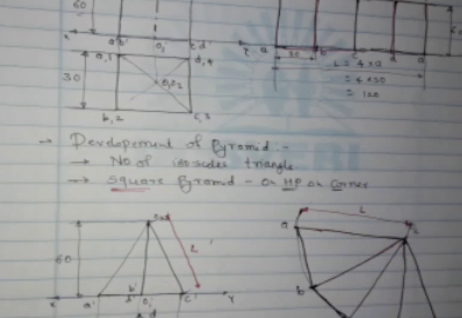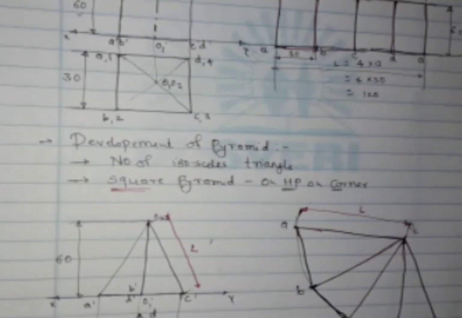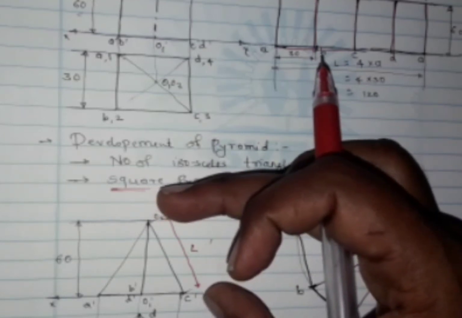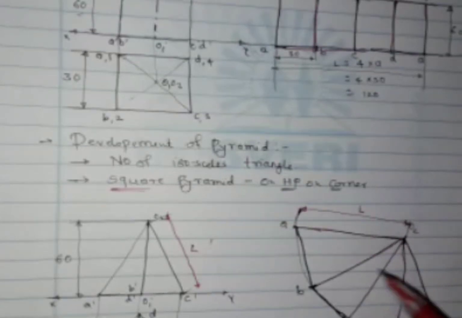And then later on, we have seen the development of the pyramid. Okay, the development of the pyramid again consists of a number of isosceles triangles. Here we have considered the square pyramid resting on the corner. Okay, and then accordingly we have drawn its front view and the top view. Then afterwards we have taken a center O2, and from that point we have drawn one arc with a faint line, by taking the distance equal to the slant height of that pyramid, which we have denoted by L.